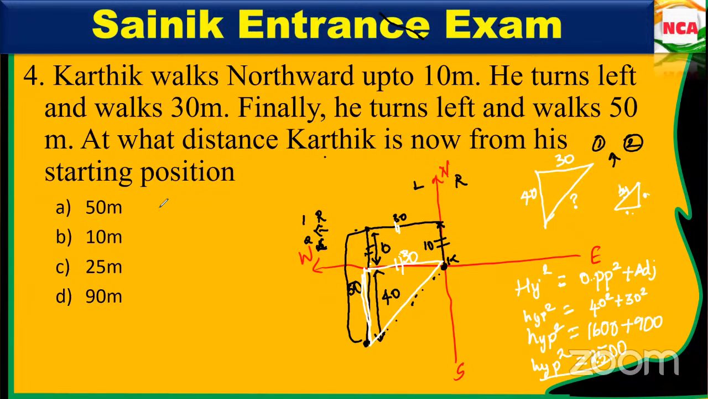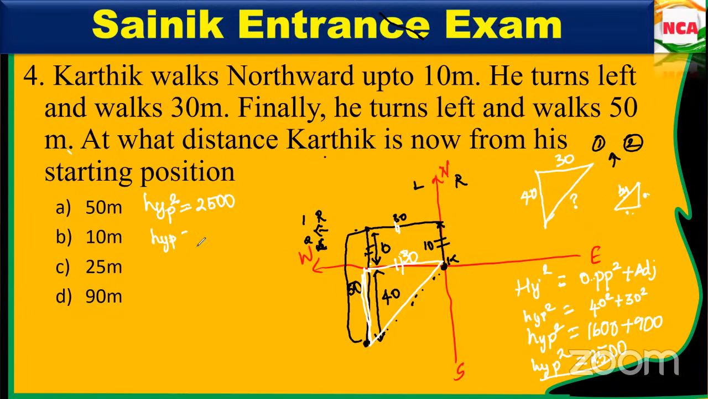I am writing it here. Hypotenuse squared is 2500, right? Now we want to find only the hypotenuse.